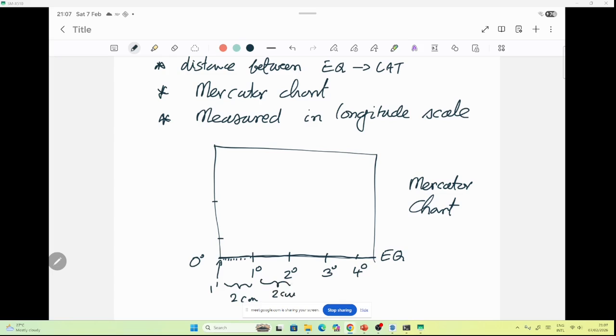Are we clear? Yes, sir. Now the problem is I wanted to find out, in this latitude scale, in this latitude side, where is 10 degrees north?